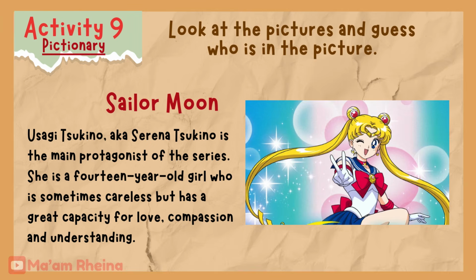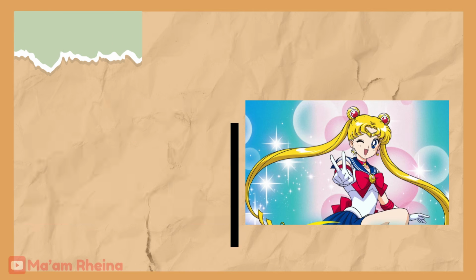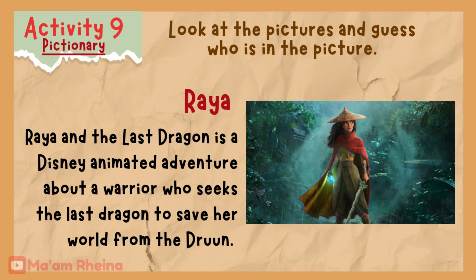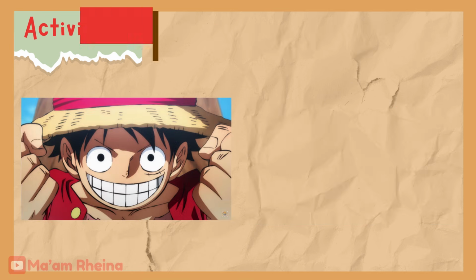Sailor Moon, also known as Usagi Tsukino or Serena Tsukino, is the main protagonist of the series. Mulan is a Disney animated musical film based on the Chinese legend of Hua Mulan, who disguises herself as a man to fight in her father's place. Raya and the Last Dragon is a Disney animated adventure about a warrior seeking the last dragon to save her world from the Druun.